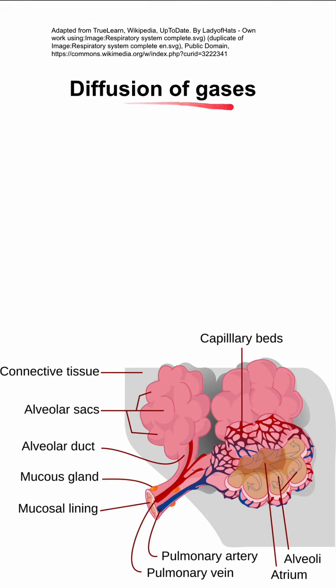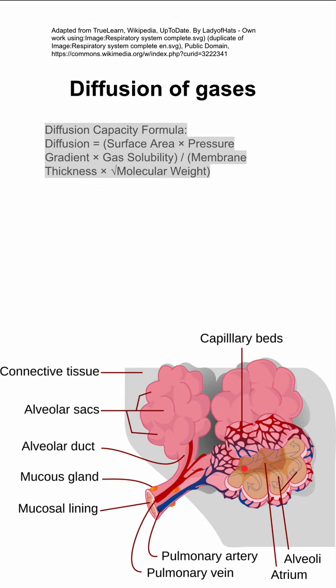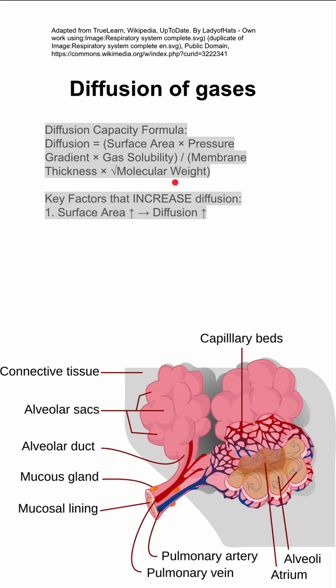Here's some notes on the diffusion of gases, such as in the alveoli. There's a diffusion capacity formula, which is as follows. Diffusion is equal to the surface area times the pressure gradient times the gas solubility, divided by the product of membrane thickness and the square root of molecular weight. It's helpful to think through each of these factors and how they increase or decrease diffusion.